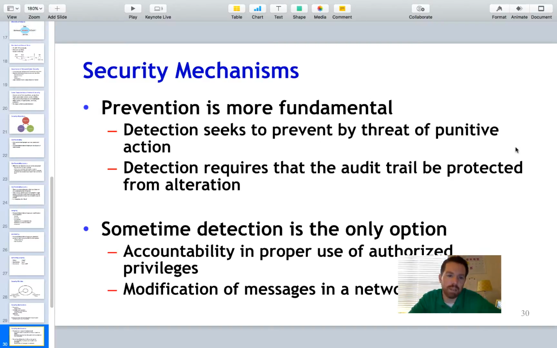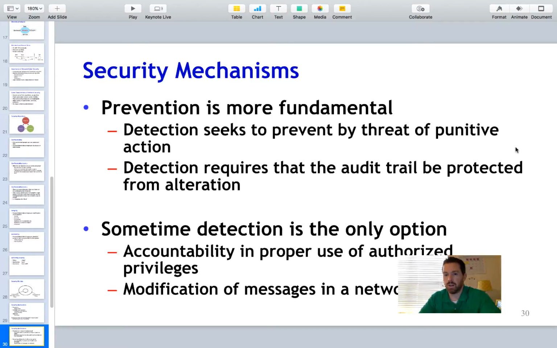So mechanisms. Prevention is more fundamental. Detection seeks to prevent by threat of punitive action. Detection requires that the audit trail be protected from alteration. So yes, absolutely, you want to try to keep people out. You want to say, hey, look, if you do this, these are the consequences of your actions. We'll prosecute you. If you're an internal employee, we'll fire you. And you want to keep that audit trail, to be able to track what that attacker did, protected from alteration.